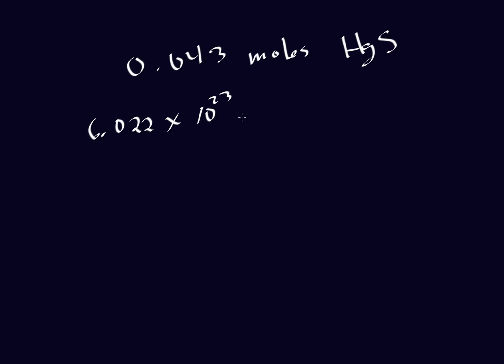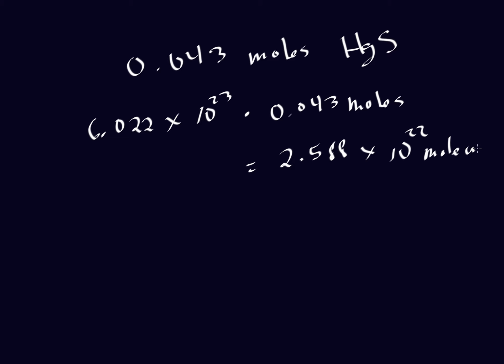Atoms are tiny. So if we want to find out how many atoms we have or how many molecules, we'll simply take Avogadro's number and multiply it by the number of moles. And so when we do that, we have 6.022 times 10 to the 23 times 0.043, and that will give us 2.588 times 10 to the 22 molecules of HgS. So that's how many molecules of HgS we have in this 10-gram sample of cinnabar.